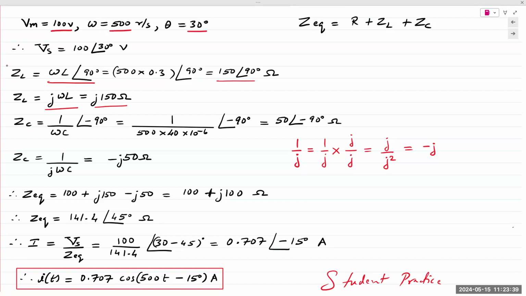Because determining ZL and ZC for any given circuit is standard. What happens after this depends on how the circuit is configured or how it's connected. But ZL and ZC you would have to determine for any circuit.